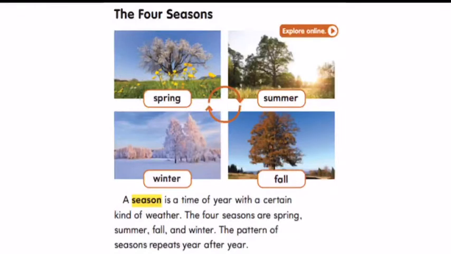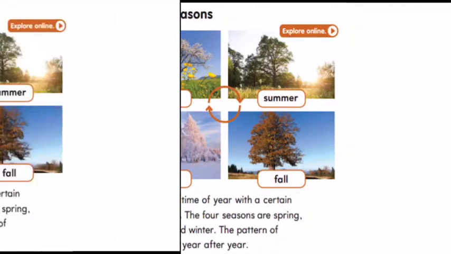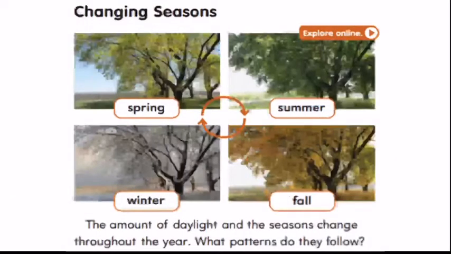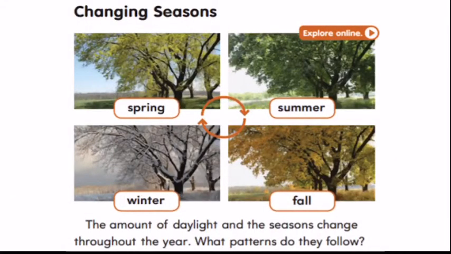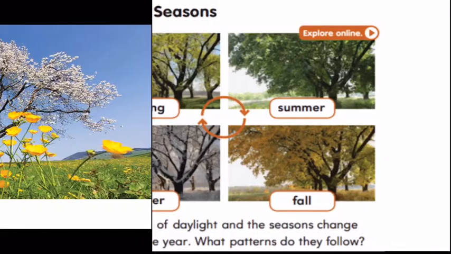A season is a time of year with a certain kind of weather. The 4 seasons are spring, summer, fall, and winter. The pattern of seasons repeats year after year. The amount of daylight and the seasons change throughout the year. What patterns do they follow?